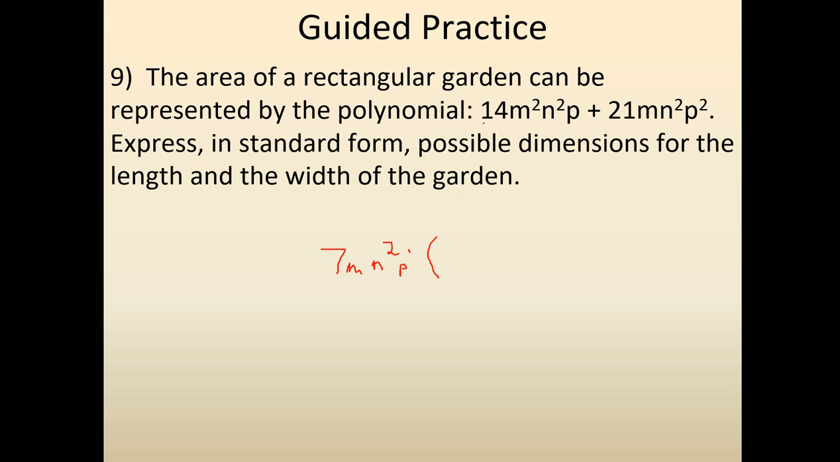Then I divide each of these terms by 7 m n squared p, and I end up getting 2. The m cancels out with one of those m's. The n's drop out, and the p drops out. Plus 21 divided by 7 is 3. M's cancel, n squareds cancel, and then I'm left with a p in this term. So this would be the length, and this could be the width, or vice versa.